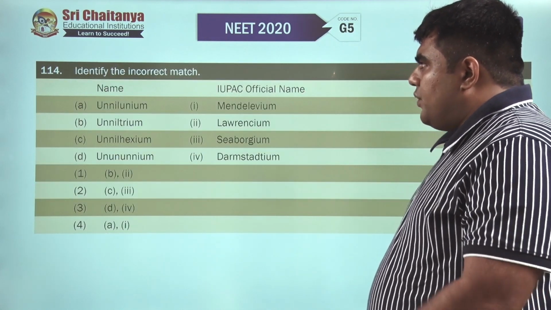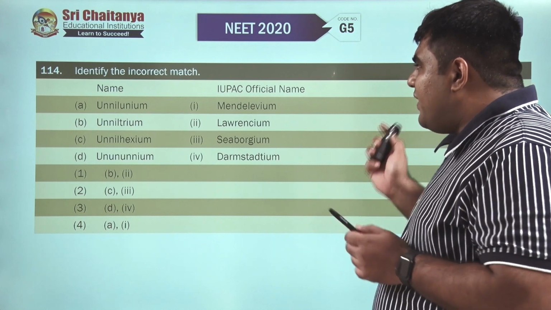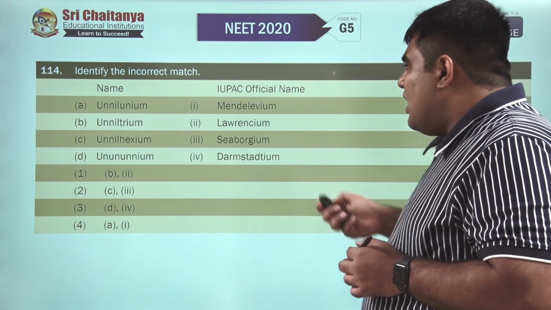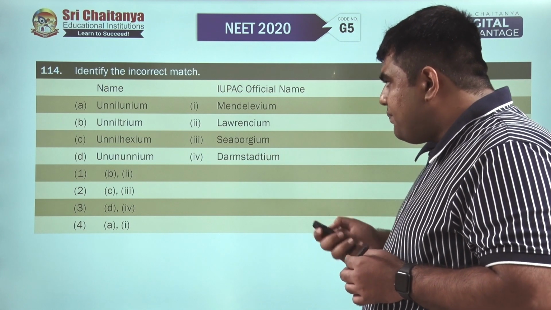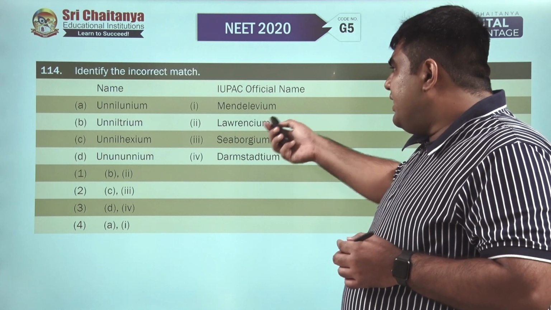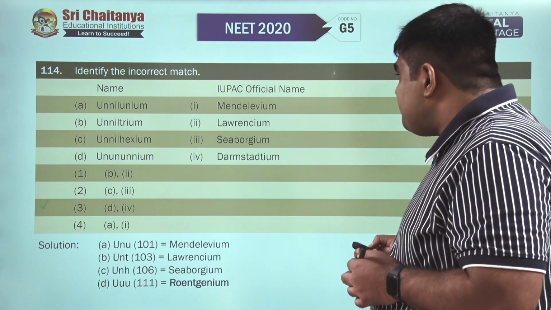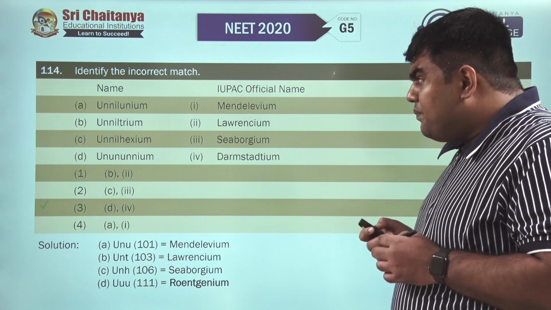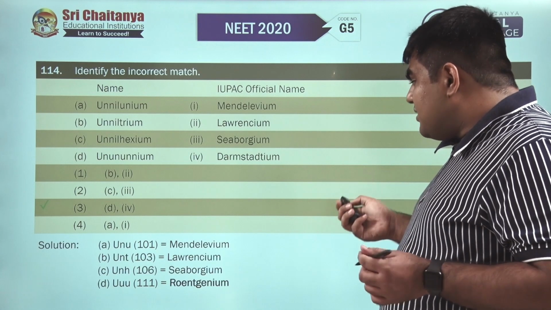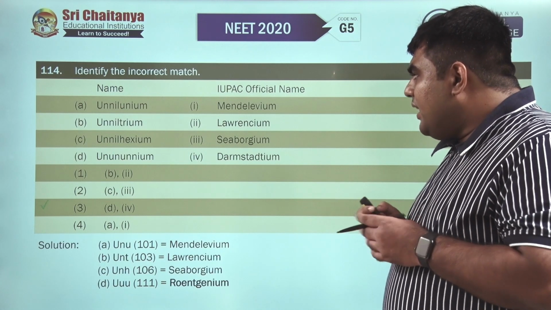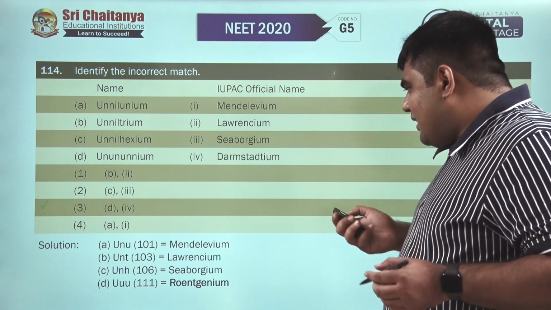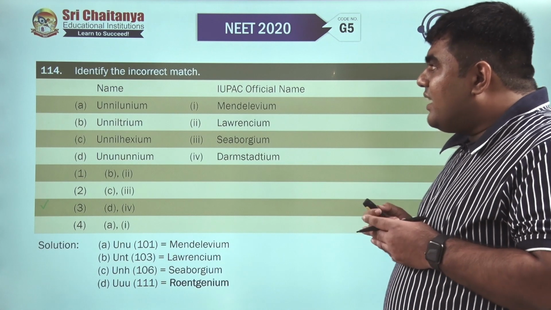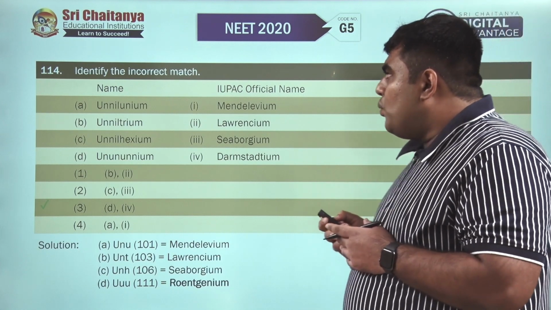Moving to question number 114. We have to identify the incorrect match. If we look at option A, it is unnilunium, unniltrium, unnilhexium and unununium. Unnilunium is mendelevium, that is 101. Unniltrium, that is 103, is lawrencium. Unnilhexium, that is 106, is seaborgium. And finally we have unununium, that is 111, which is roentgenium. So the fourth option is the incorrect match for question number 114.